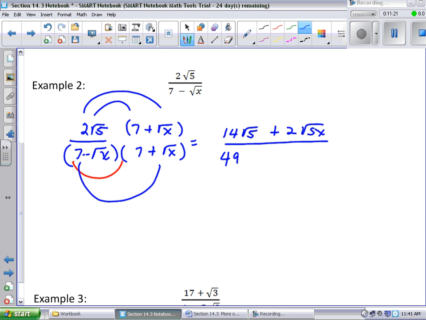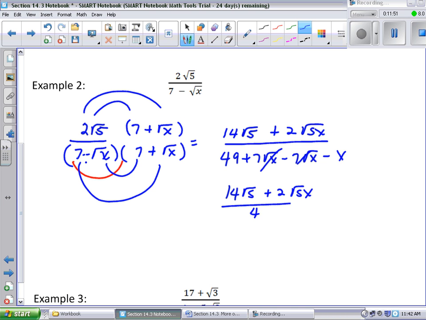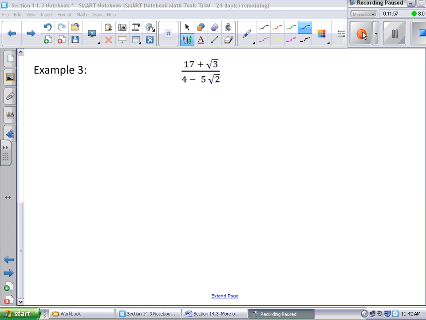The outside and the inside are going to drop out. You do not have to put that step in there if you realize that they're going to drop out. One of them would be plus 7 square roots of x. The other would be minus 7 square roots of x. And the last would be a negative times a positive, which would be a negative. And the square root of x times the square root of x just gives us x. These drop out. So I have 14 square roots of 5 plus 2 square roots of 5x, over 49 minus x. And that will not reduce.